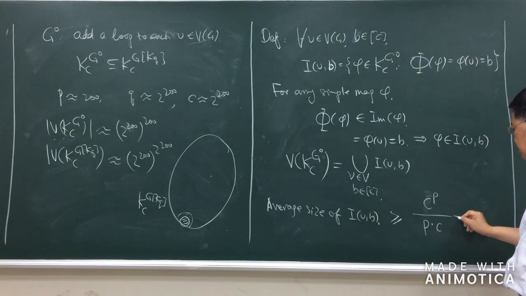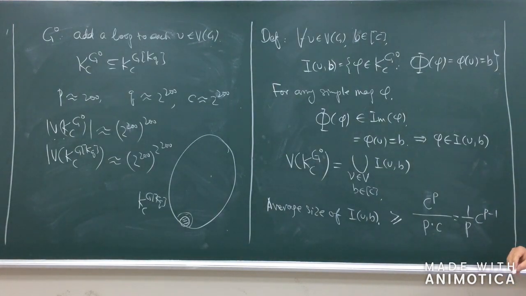So this is C to the P minus 1, divided by P. That's about the average size. Actually, the average size is bigger than that. So this is that big.